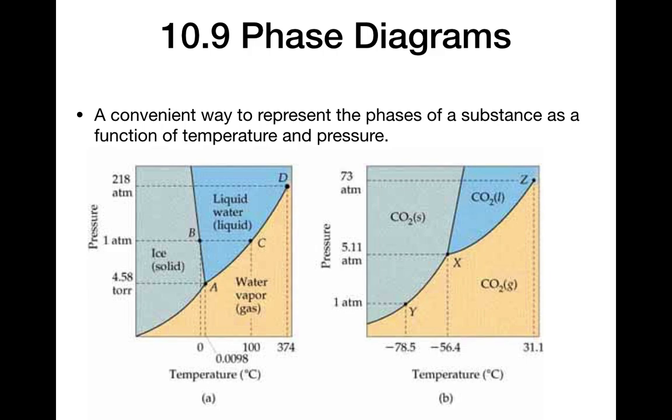Carbon dioxide over on the right, we see that the triple point X is actually above 1 atmosphere. So you can have liquid carbon dioxide. But at 1 atmosphere, your solid carbon dioxide turns to a gas. That's a sublimation of dry ice at negative 78.5 Celsius. But at 5.11 atmospheres, you can have the beginnings of a liquid carbon dioxide. And above 5 atmospheres, you can have liquid carbon dioxide. So it is possible.